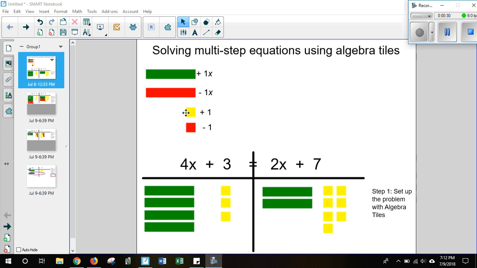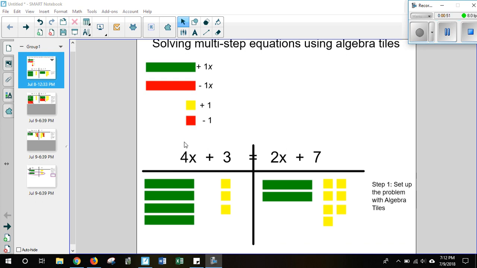Your yellow square represents positive 1. Your red square represents negative 1. These two are constant terms, and together they also form a zero pair. Please note that positive terms will change in color, but your negative representations will always be in red.